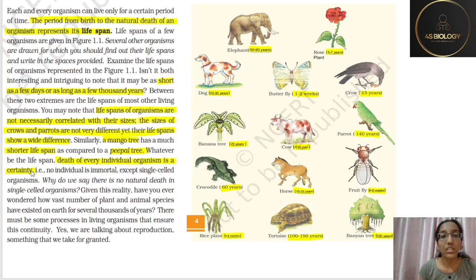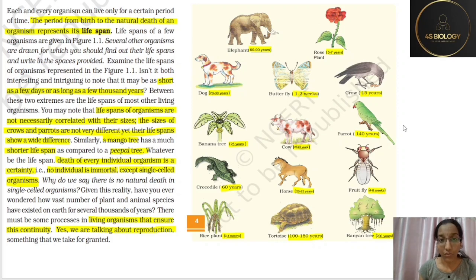Whatever the lifespan is, we have to die at some time. No individual is immortal except single-celled organisms. Single-celled organisms can live for a long time. Given this reality, have you ever wondered how a vast number of plant and animal species have existed on Earth for several thousand years? There must be some process in living organisms that ensures continuity. Yes. So living organisms have continuity, and they are talking about reproduction, something that we have taken for granted.